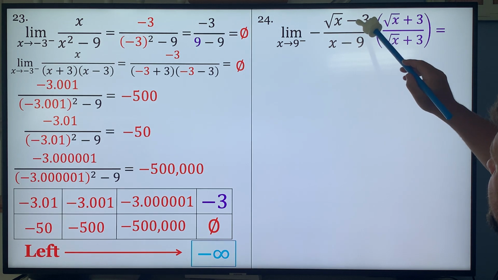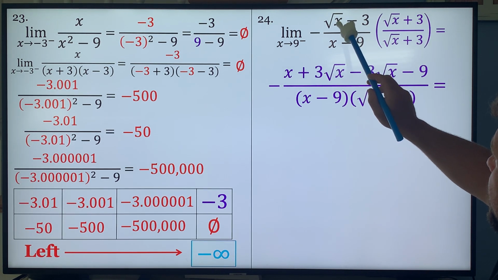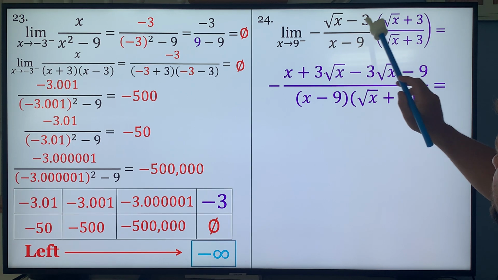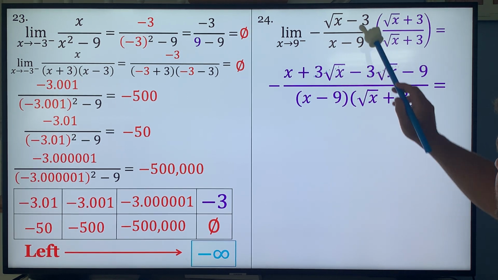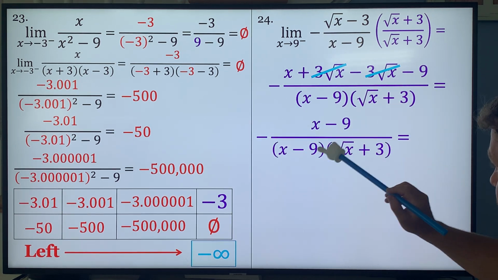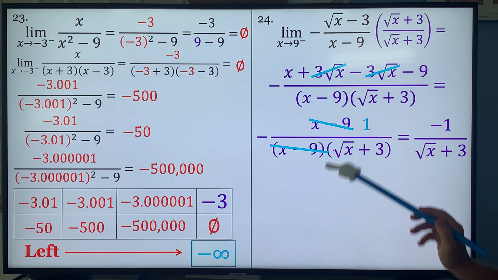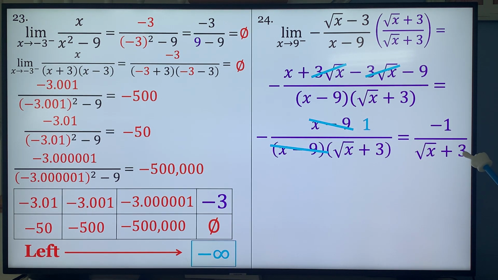So the conjugate is you take this number, you just add a plus to it. This becomes x. All right, 3 radical x minus 3 radical x. The middles cancel out. Minus 9. All right, so you still have your negative out front. X minus 9, x minus 9. They cancel out, leaving you with a 1 in the numerator. Negative 1 over radical x plus 3.